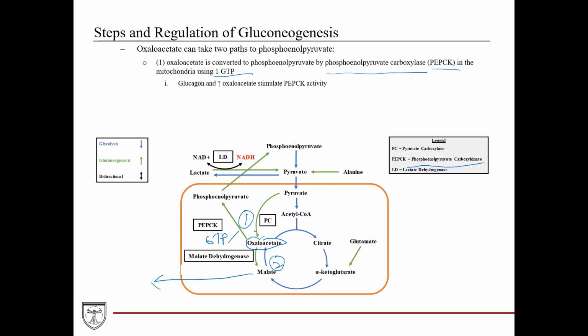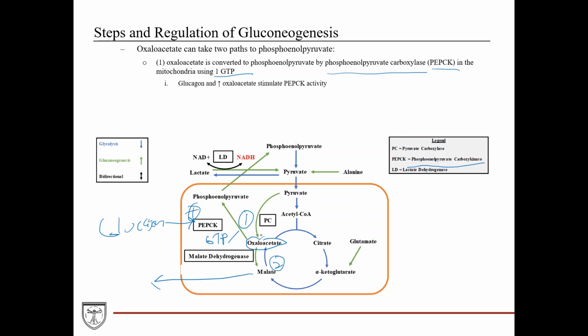And what's important on the regulation side is that glucagon stimulates the synthesis and activity of PEPCK. And that makes sense. Glucagon is synthesized and secreted during the fasting state. Gluconeogenesis is occurring during the fasting state. And the other thing is, glucagon stimulates the synthesis of a lot of different gluconeogenic enzymes as well. Because you're in the fasting state, you want to synthesize glucose. That makes sense that glucagon is going to stimulate gluconeogenic enzymes.